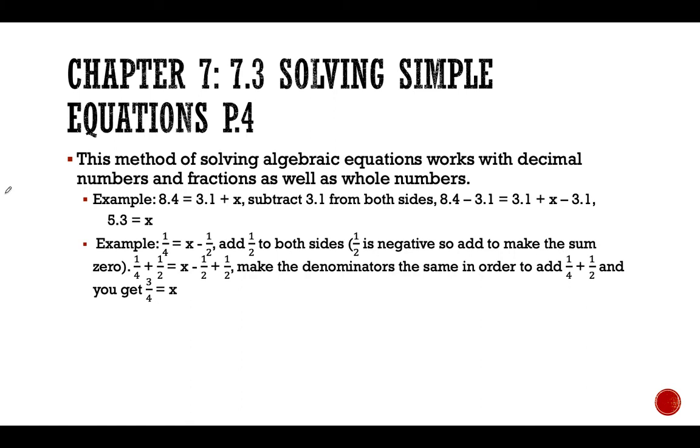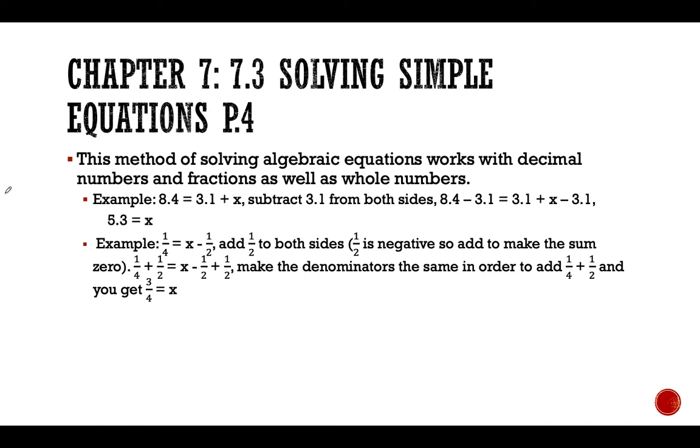This method of solving algebraic equations also works with decimal numbers and fractions as well as whole numbers. It's the same process. For example, 8.4 equals 3.1 plus x. We want the x by itself on one side, so we're going to subtract 3.1 from both sides. 8.4 minus 3.1 equals 3.1 plus x minus 3.1, and we get 5.3 equals x. The solution is x equals 5.3.